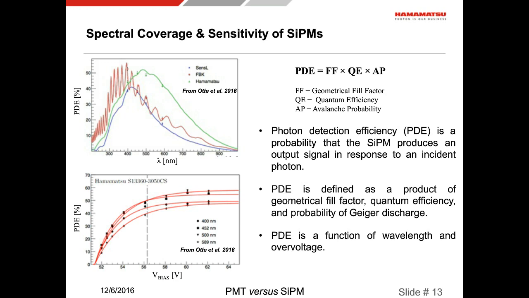PDE is also a function of overvoltage. Here is a plot of PDE as a function of bias voltage, and thus overvoltage if we subtract from this the breakdown voltage. One can see that the PDE increases, but eventually steadies itself as overvoltage is increased. Looking at the numbers, we see that PDE is on the order of 50, 60% or so. A little bit higher than for PMTs, where it turns out that theoretically one cannot exceed the 50% barrier.